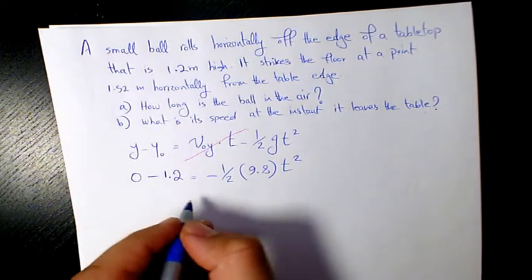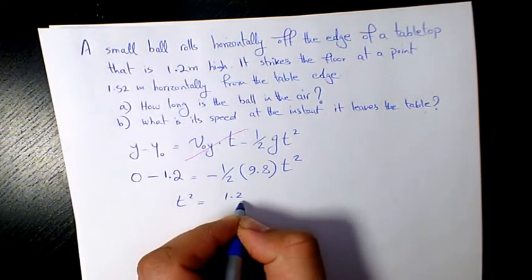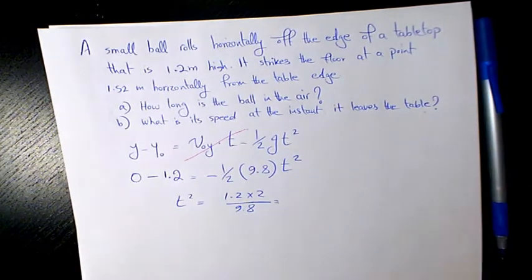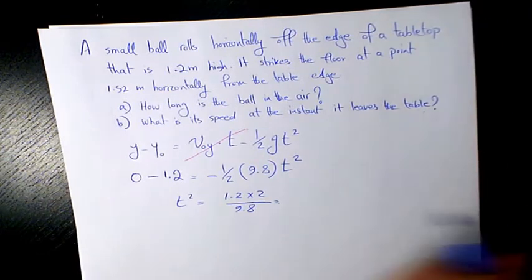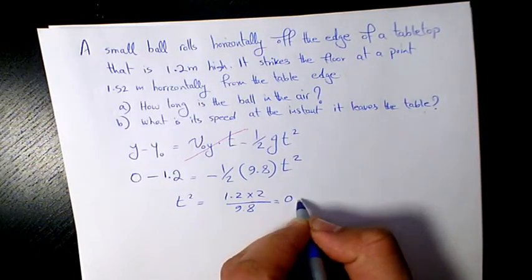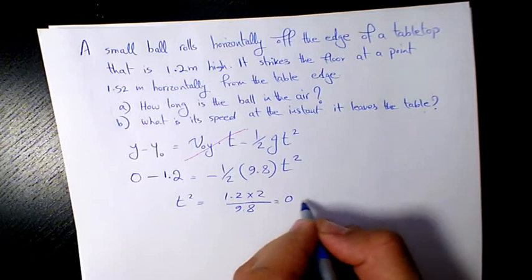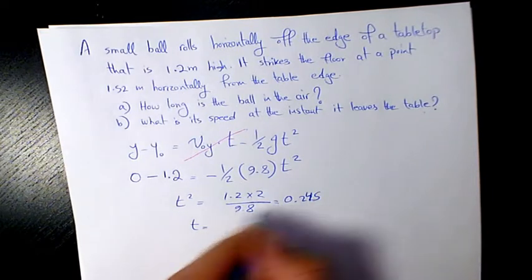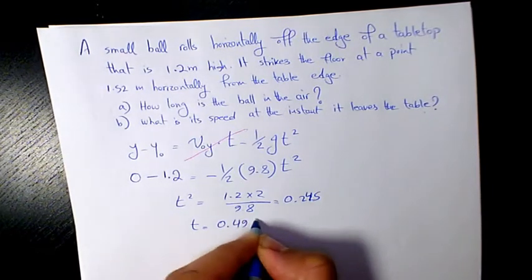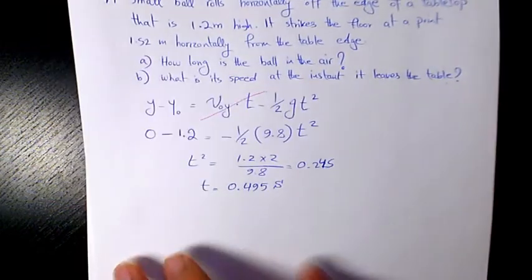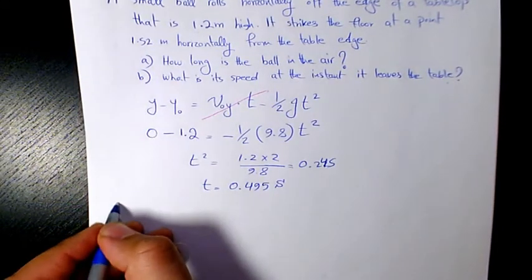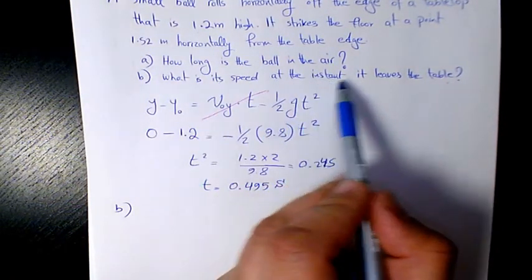And based on that, we can say t squared is going to be 1.2 times 2 divided by 9.8, which is 2.4 divided by 9.8. That will be 0.22245, and t, when you find the square root, is going to be 0.495 seconds. So that's going to be the answer to part A, which is asking how long the ball is in the air. And now part B, it says what is its speed at the instant it leaves the table.